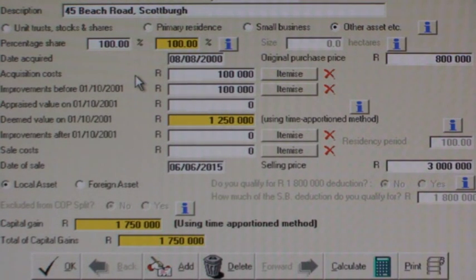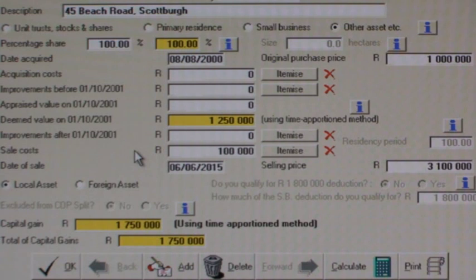Let's change everything back. The same sort of thing applies with sale costs. They are deemed to have taken place on the date of sale. If we add sale costs of 100,000 rand and increase the sale price by the same amount, we can see our answer is unchanged.